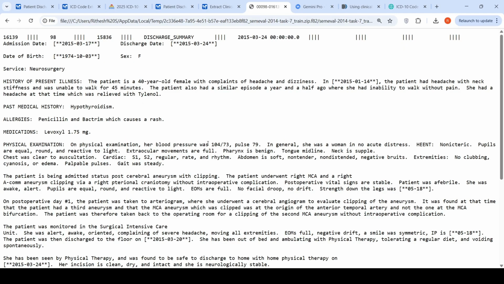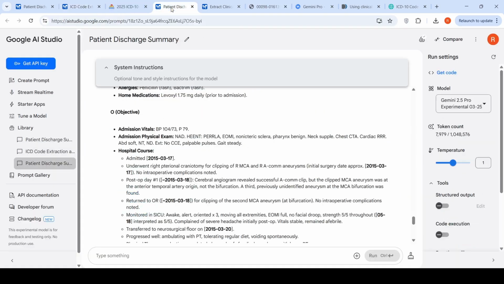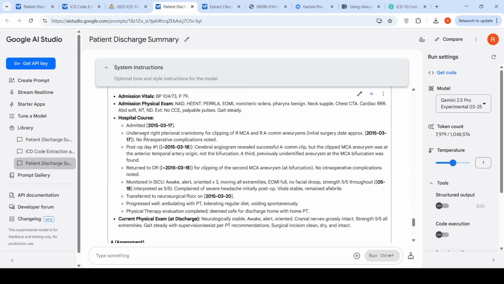On physical examination, blood pressure was this, in general this, HEENT, pupils are equal, round, and reactive to light, cardiac, abdomen is soft, everything is there. So that is captured in the objective notes. In the hospital course: admitted, underwent this surgery, everything is there.